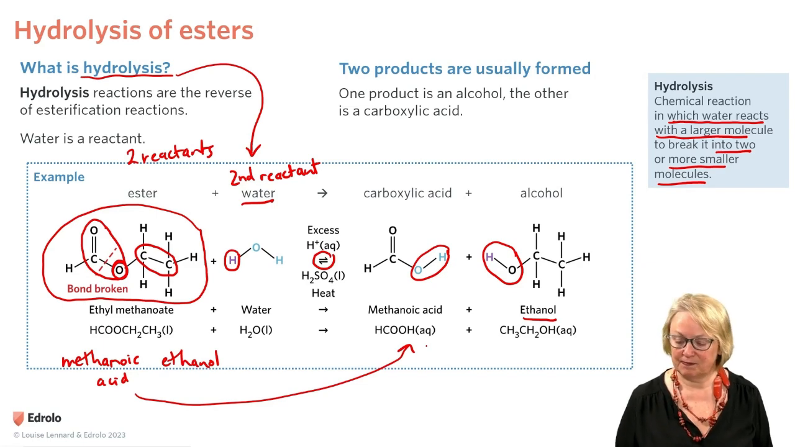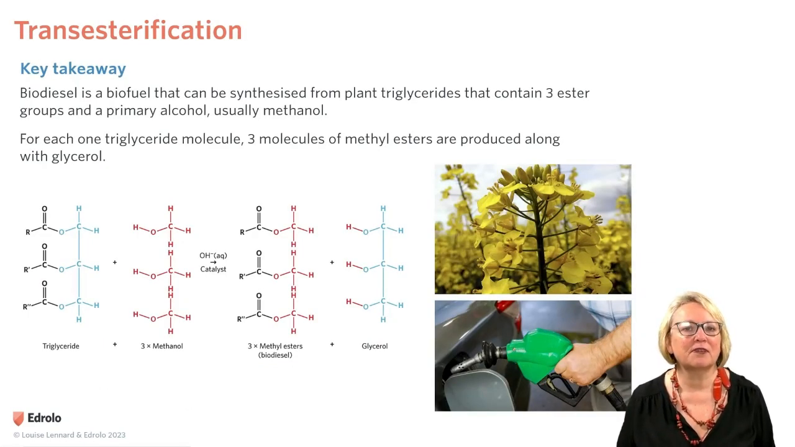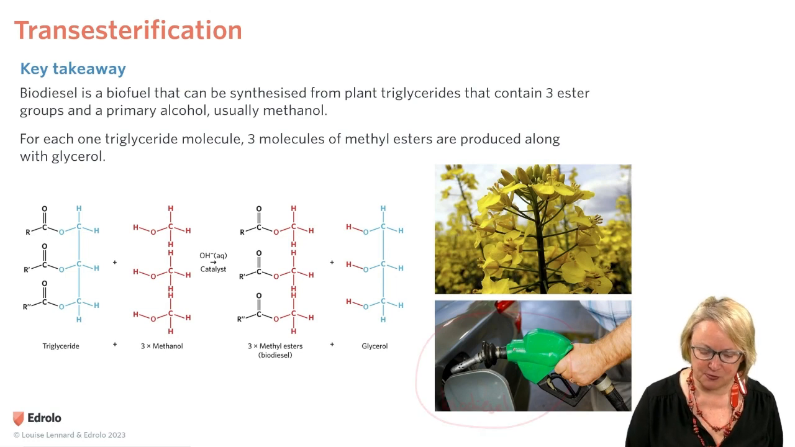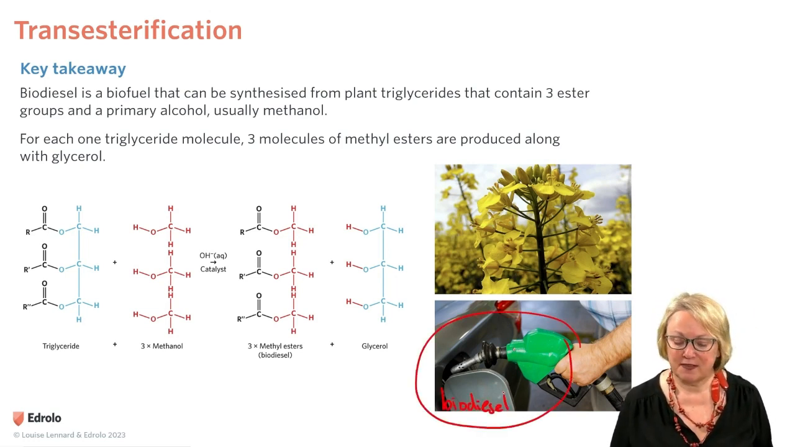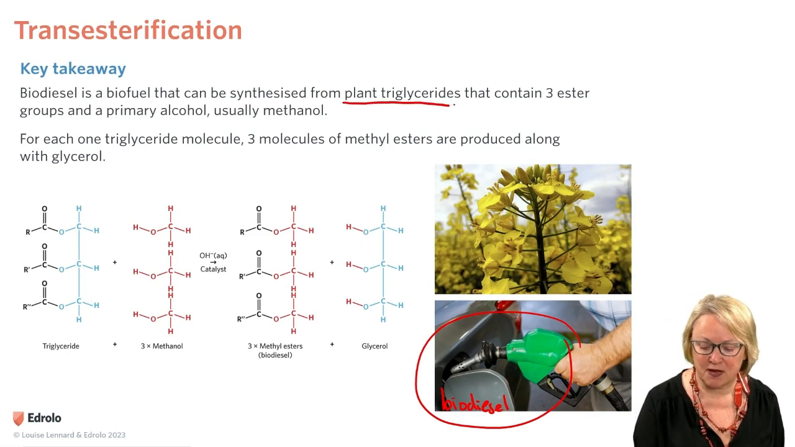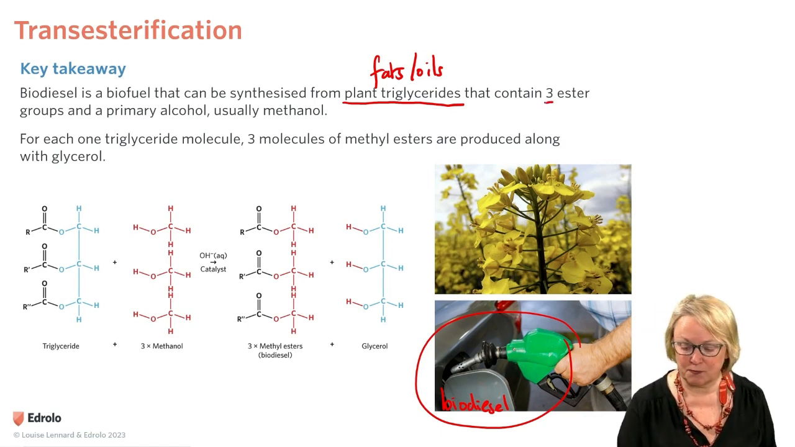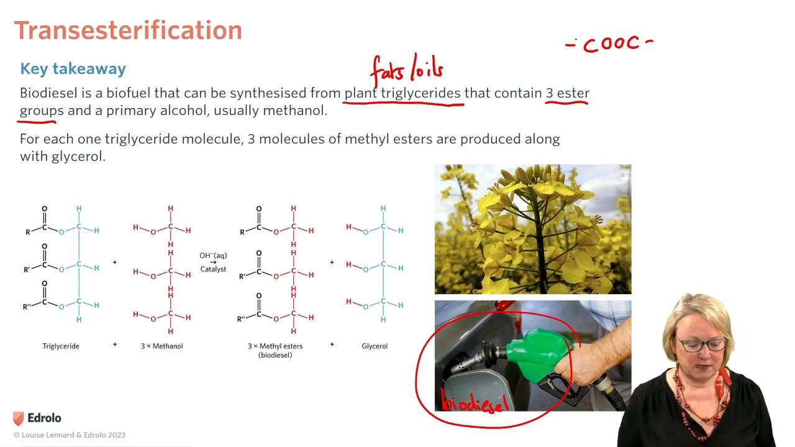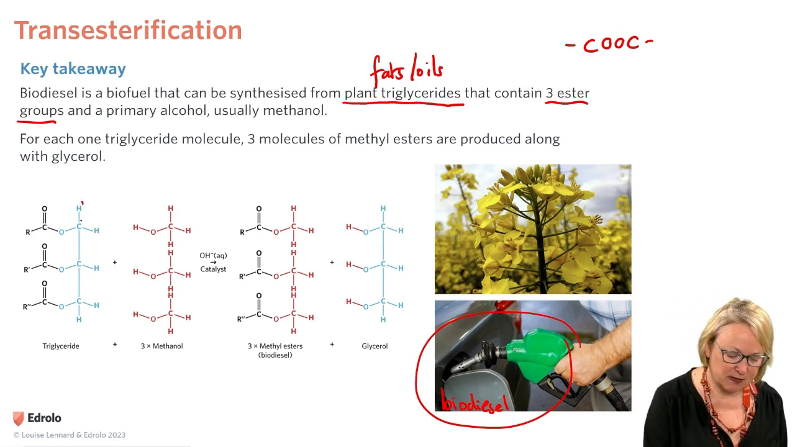and ethanol. Another really useful group of reactions are trans-esterification reactions, and they're very useful in making biodiesel. Biodiesel is a biofuel that can be synthesized from plant triglycerides or fats, oils that contain 3 ester groups. So they contain COOC groups. So here we have a triglyceride, and we've got a COOC, a COOC, and a COOC.